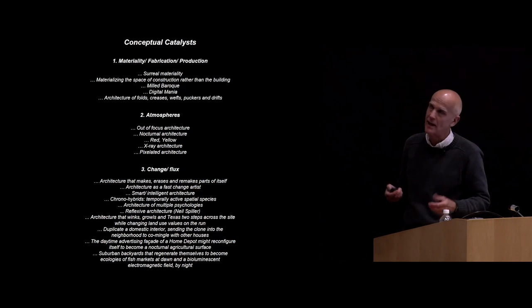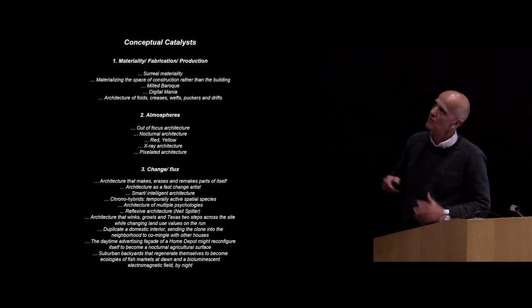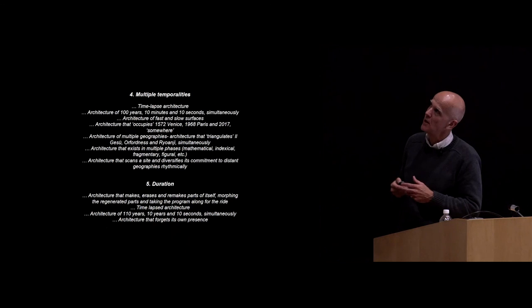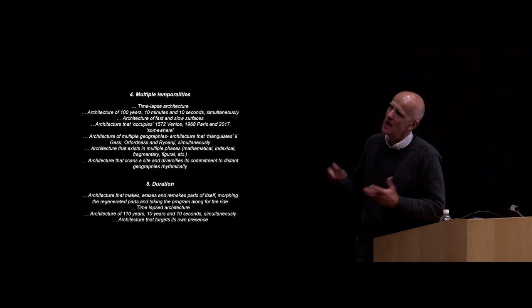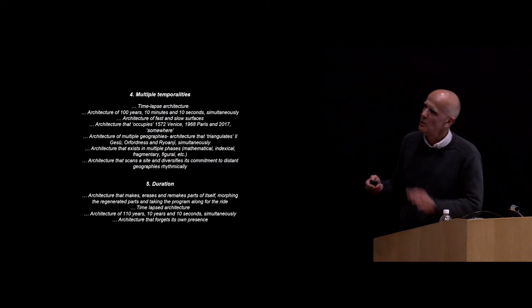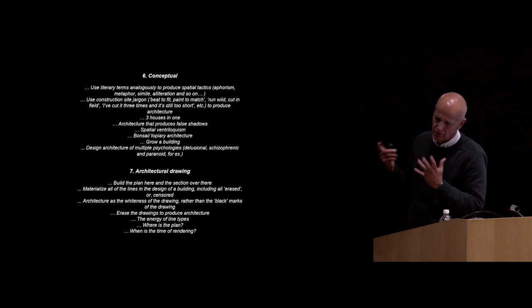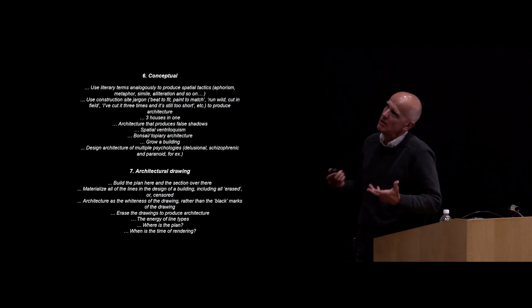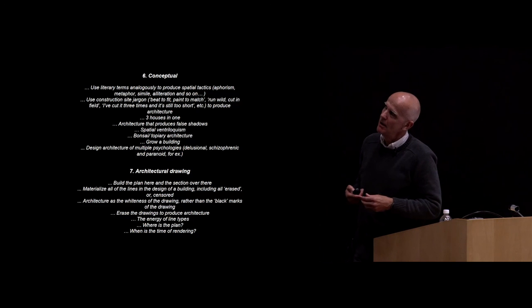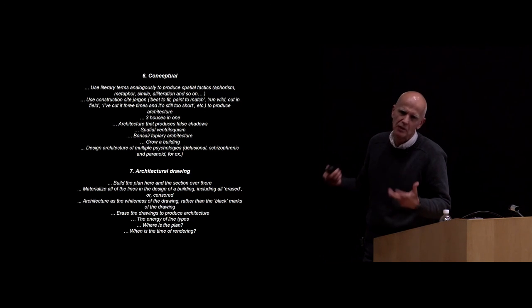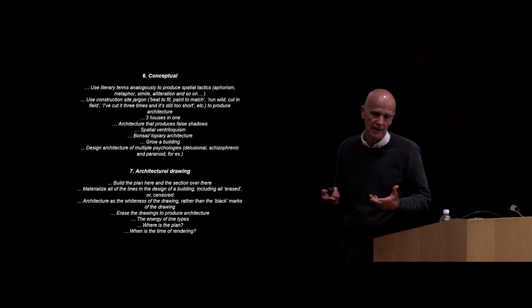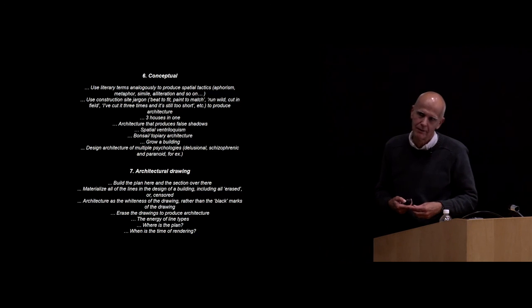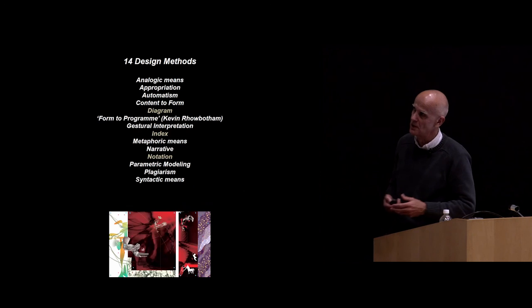So I've developed for myself seven categories that I think of as contemporary categories: materiality, fabrication production, atmospheres, change and flux, multiple temporalities, duration. So time-lapse architecture, what would that be? Each of these is a project within this structure of seven categories that are helpful to me, growing a building. Spatial ventriloquism. So I'm just wondering how to keep my imagination alive, but how to open up the ways we might conceive spatial thinking. When is the time of rendering? Not I put the clock on 2 o'clock in the afternoon and render my drawing that way.